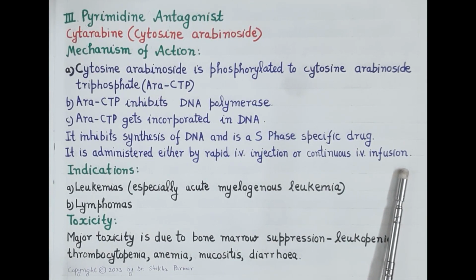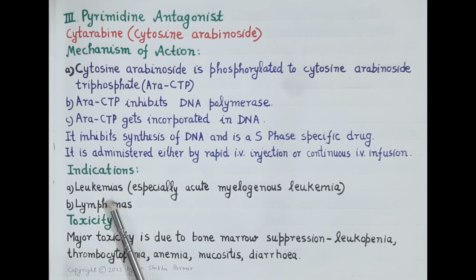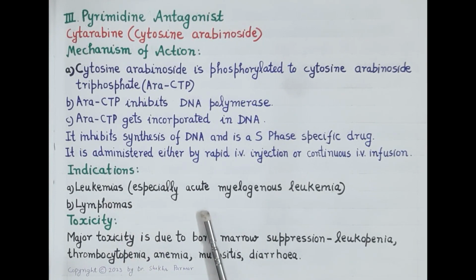Now, cytarabine is indicated in the treatment of leukemias, especially acute myelogenous leukemia, and lymphomas. The major toxicity of cytarabine is bone marrow suppression that causes leukopenia, thrombocytopenia and anemia. Then cytarabine also causes mucositis and diarrhea. So, this is the pharmacology of antimetabolite drugs used in the treatment of cancer.